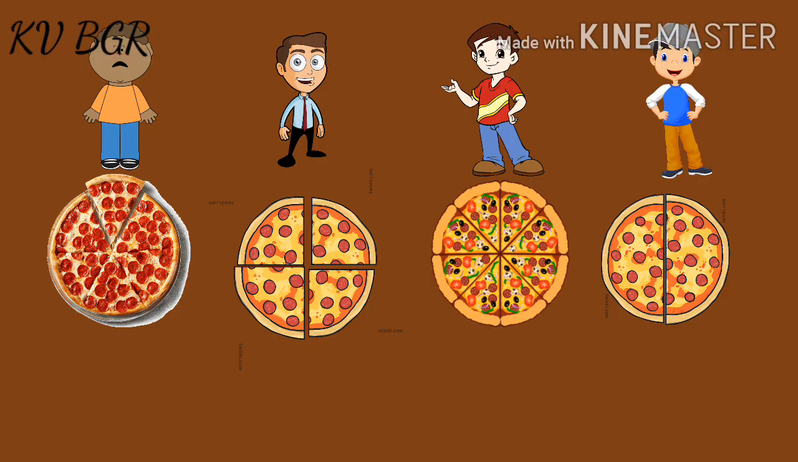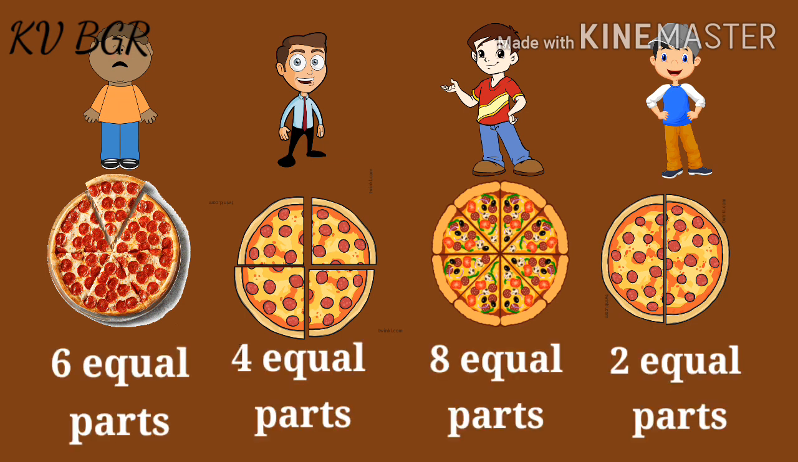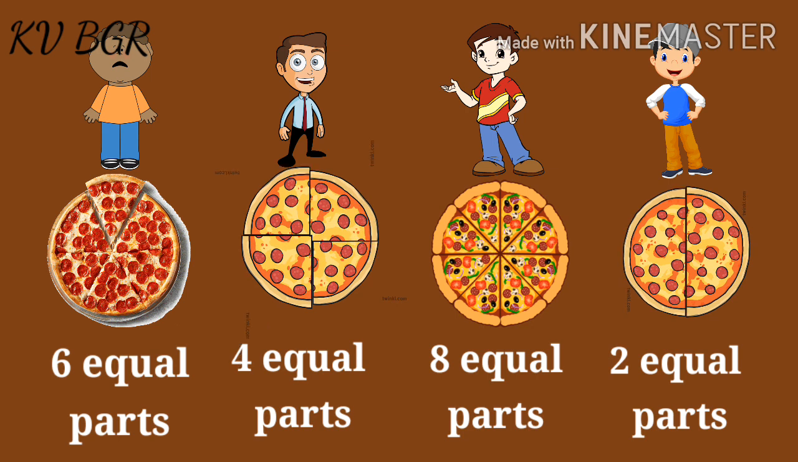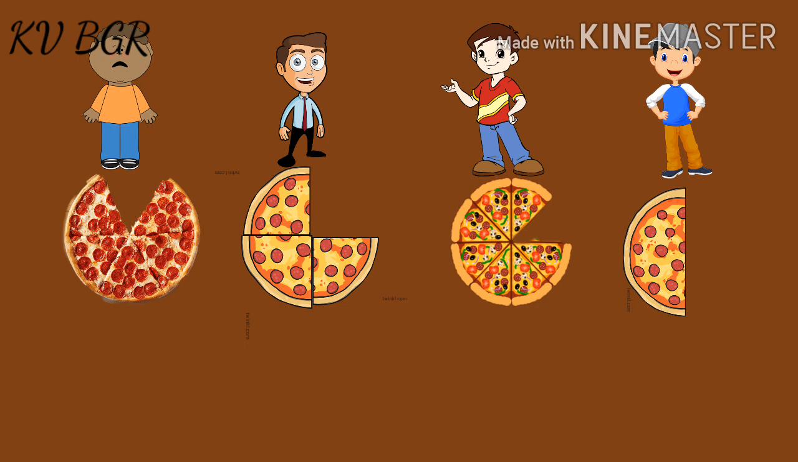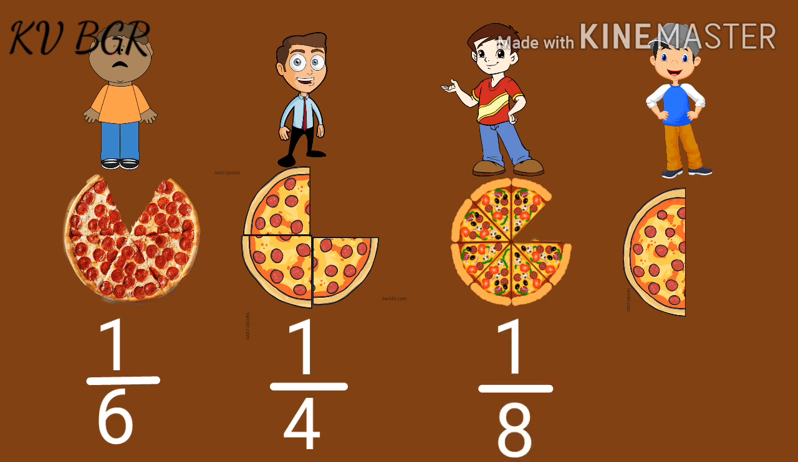Now, let's move on to another type of fraction. Suppose each one of the 4 friends has a differently sliced pizza and they took one piece of their pizza. Now, what part of the pizza did each one of them take? Yes, right. The first friend took one part out of 6. The second friend took one part out of 4. The third friend took one part out of 8. And last, the fourth friend took one part out of 2.